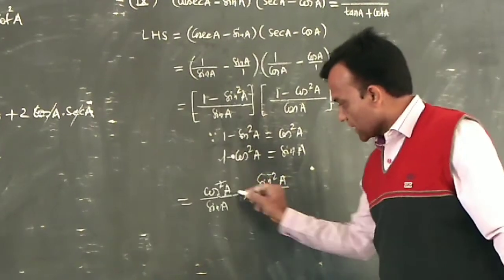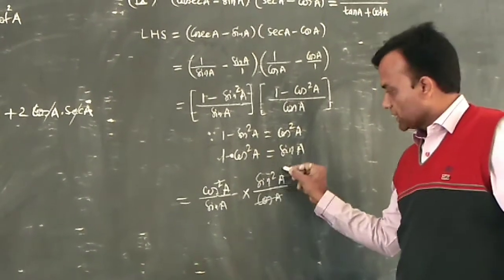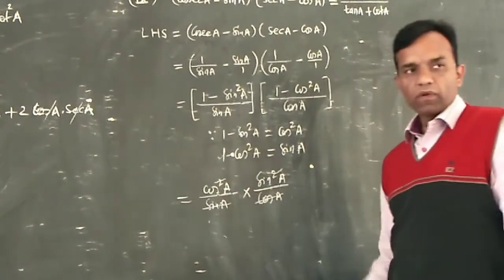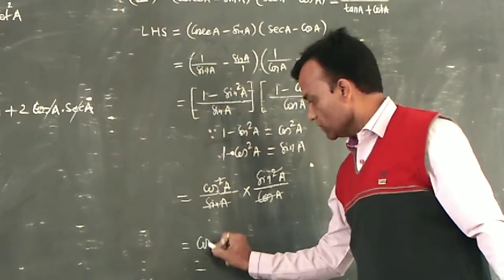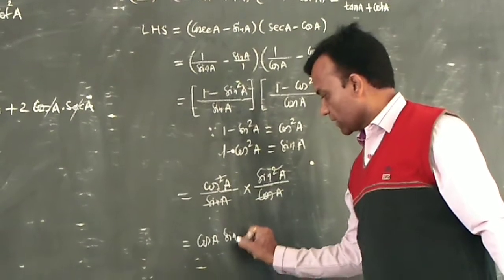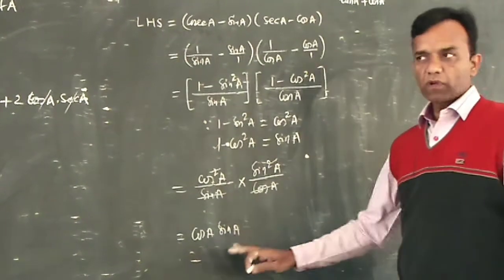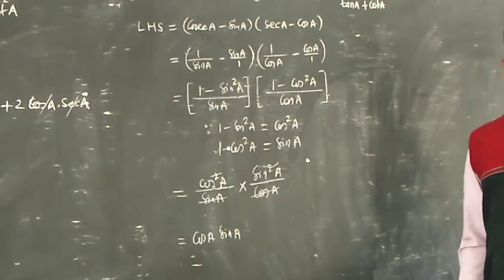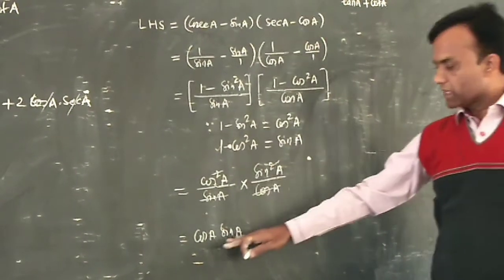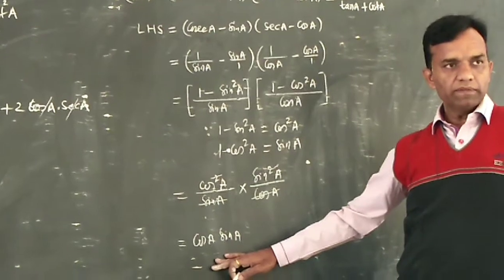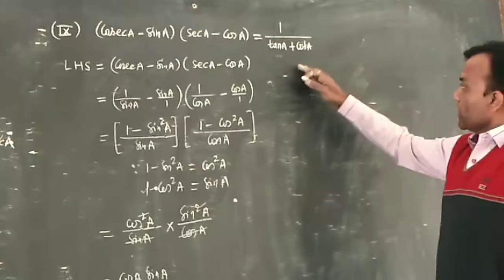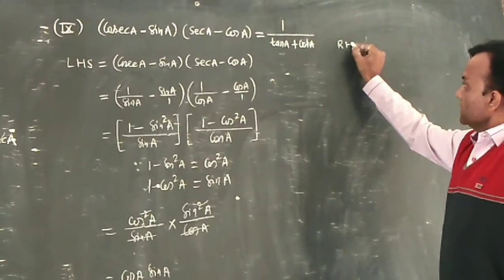Okay, numerator and denominator both have sin and cos. So one cos is cancelled out and one sin is cancelled out. What is remaining? You have only the numerator value cos A into sin A. Okay, so the left hand side is simplified, and what remains is sin into cos or cos into sin. Okay, got it? Yes.